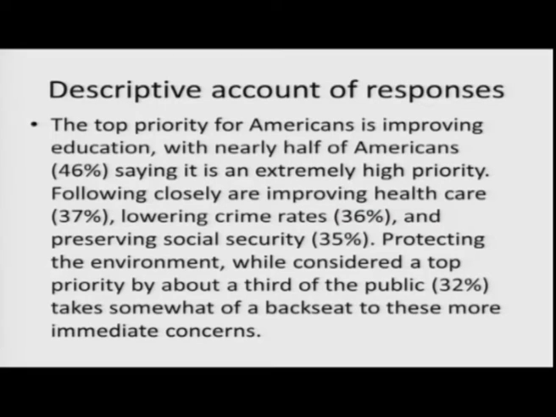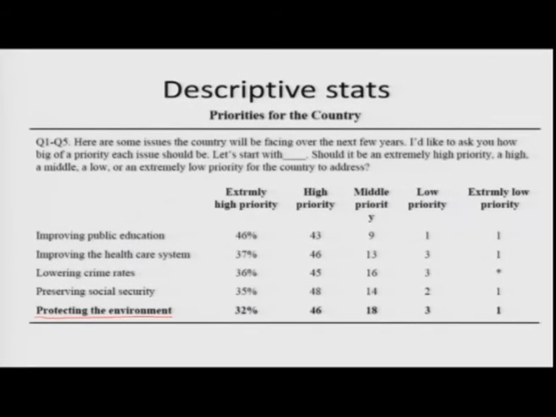The top priority for Americans is improving education, with nearly half of Americans, 46%, saying it is an extremely high priority. So, go back to this table. So, you see here, this is what they are talking about: nearly 50% said improving public education is the issue of extremely high priority.